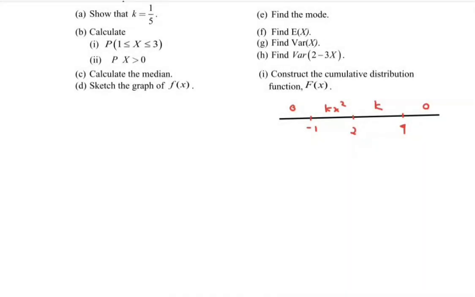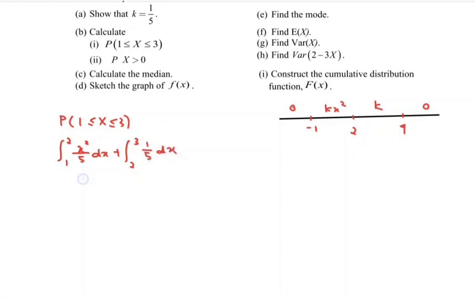Next, calculate the probability. From here we have the probability that x is greater than or equal to 1 and less than or equal to 3. So based on the number line, we have to integrate starting from 1 until 2. For the function, we have x squared over 5 dx, plus integrate from 2 until 3. We have the function k, which is equal to 1 over 5, dx.